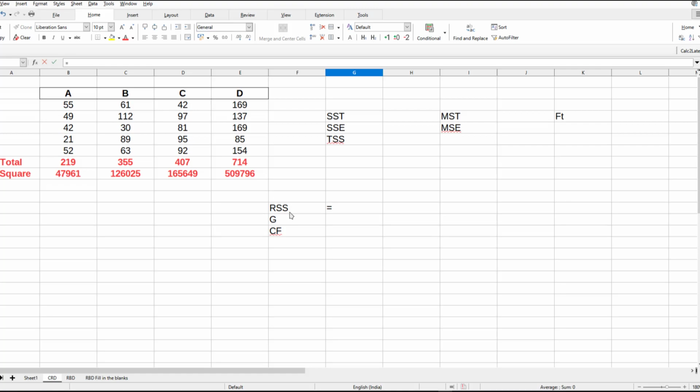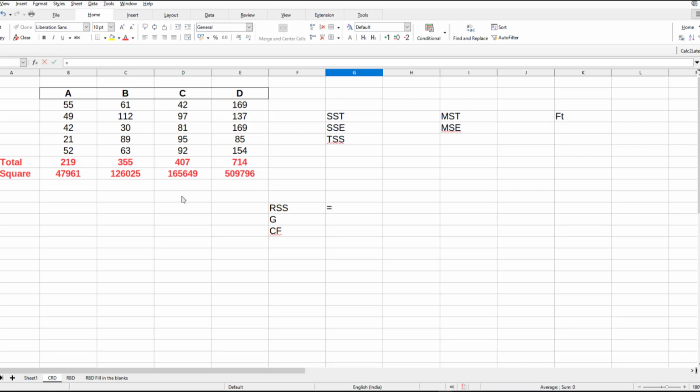So RSS is basically, you have to square 55 square plus 49 square plus 42 square plus 21 square plus 52 square all the way to 154 square, right? So you will have to square them and then add them, not add them then square them. That is G square. Squaring them and adding them will give you RSS. Adding them and squaring them will give you CF, right?